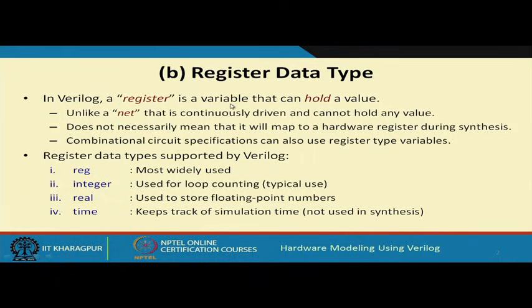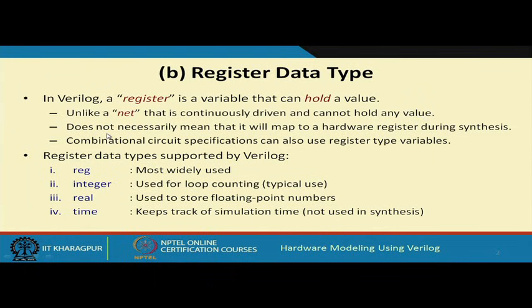So, whenever you use a register type variable, you are actually storing a value, it is supposed to hold the value till you are using it again. So, a register is a variable that can hold a value, and this is different from a net which is continuously driven and cannot hold any value, because if the line that is driving the net changes, the net variable immediately changes, it cannot hold it.